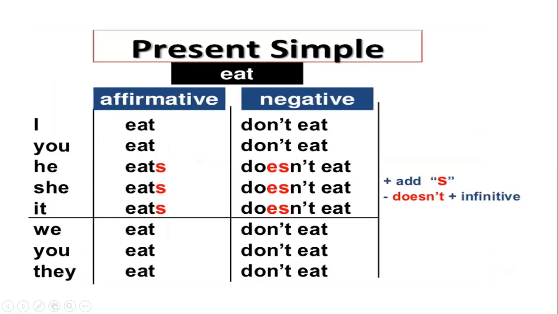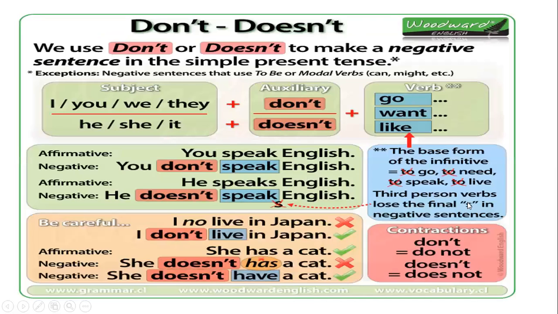Okay, here you can notice that I have conjugated the verb eat, and everything is the same and only changes for he eats, she eats, it eats, it doesn't eat, she doesn't eat, he doesn't eat, okay? So we add an S to the verb, and in the case of doesn't, for the affirmative we add S, and for the negatives, doesn't plus the infinitive. Okay, so here's the rule.